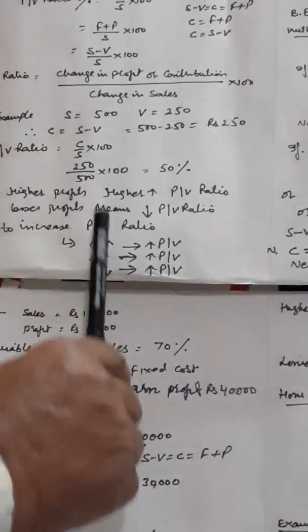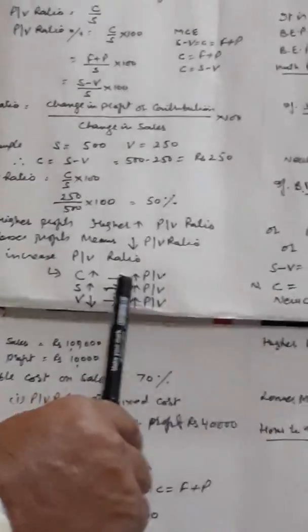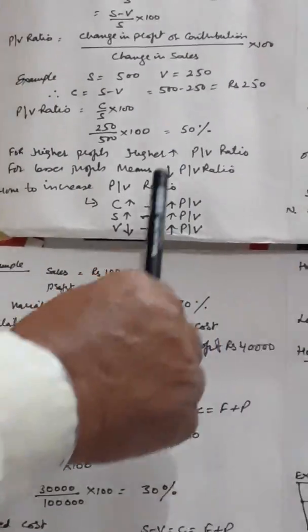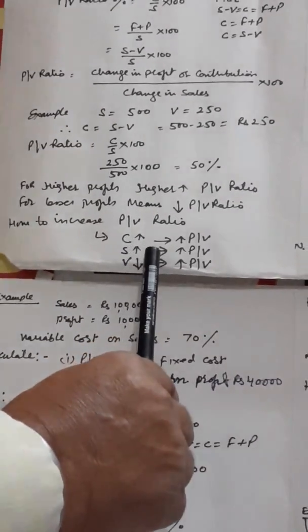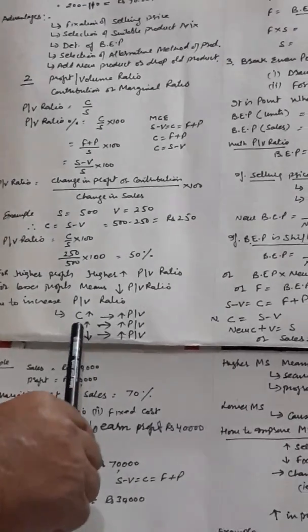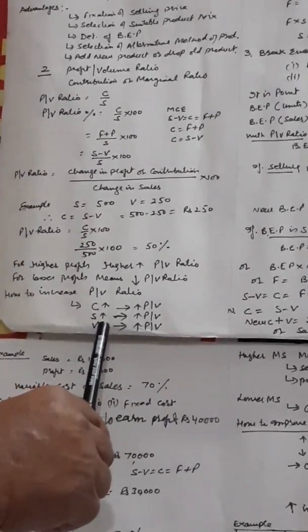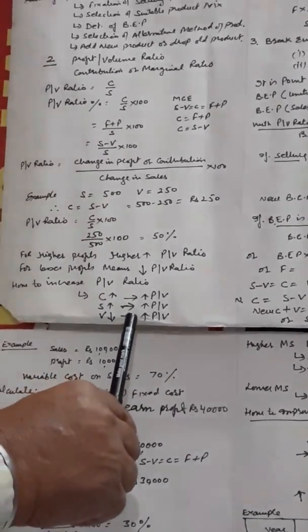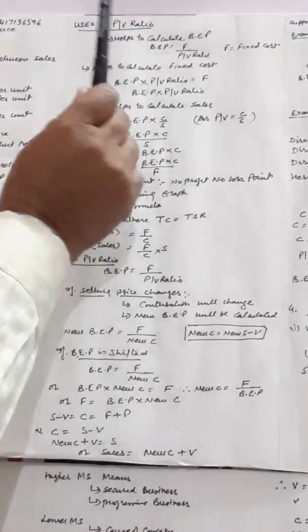This arrow which is pointed upward indicates increase. If contribution is increased, then PV ratio will also go up. If sales are increased, then PV ratio will also go up. If variable costs are reduced, then the arrow is pointed downward. Downward indicates decline in variable cost. Any decline in variable cost will automatically lead to increase in PV ratio. Then we will study uses of PV ratio.